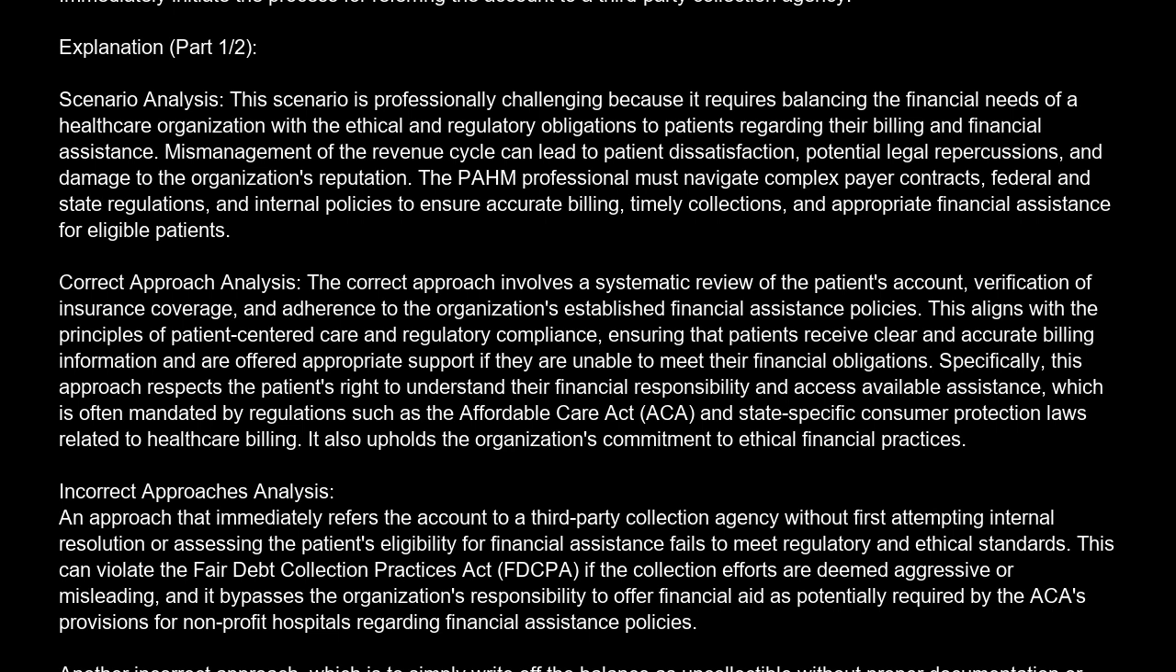Specifically, this approach respects the patient's right to understand their financial responsibility and access available assistance, which is often mandated by regulations such as the Affordable Care Act, ACA, and state-specific consumer protection laws related to healthcare billing. It also upholds the organization's commitment to ethical financial practices.